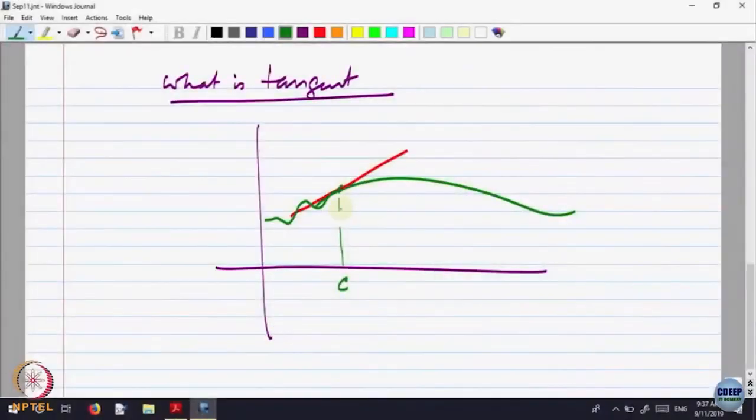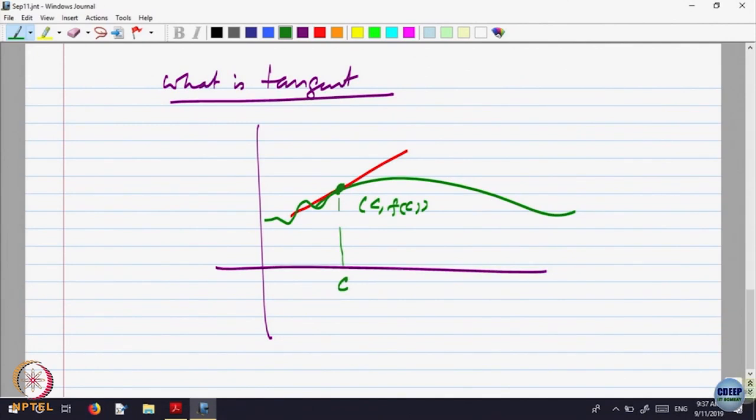We already know that the point is here. So, this point is C comma f of C, right? So, we know this line is going to pass through that point. So, that problem is solved. Only we want to know what should be the angle of that line, what should be the slope of that line. So, how do I capture the idea that it is that line which touches that curve only at one point? How do I capture that idea?